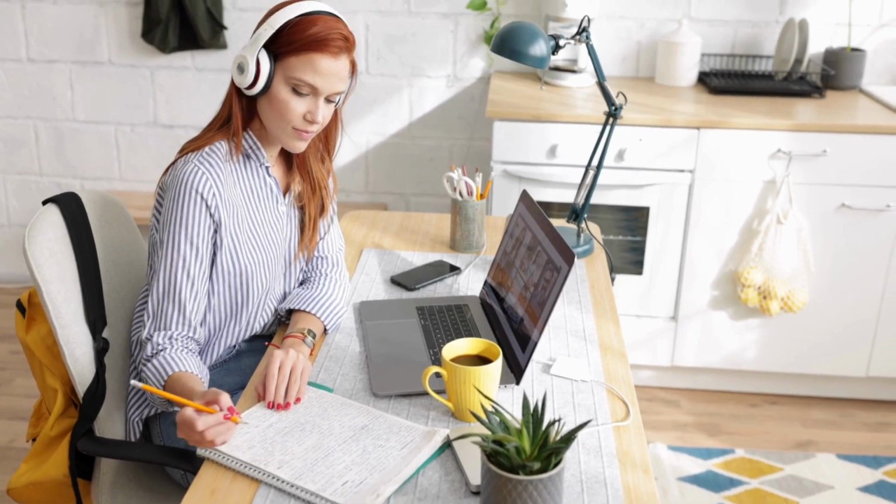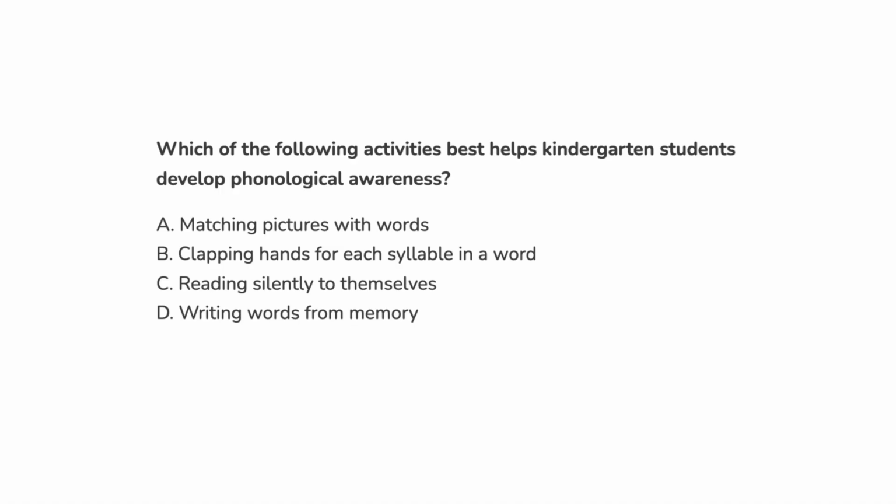Without further ado, let's start this practice test. Which of the following activities best helps kindergarten students develop phonological awareness? Answer: B. Clapping hands for each syllable in a word. Clapping hands for each syllable helps students recognize and separate syllables in spoken words, enhancing their phonological awareness.